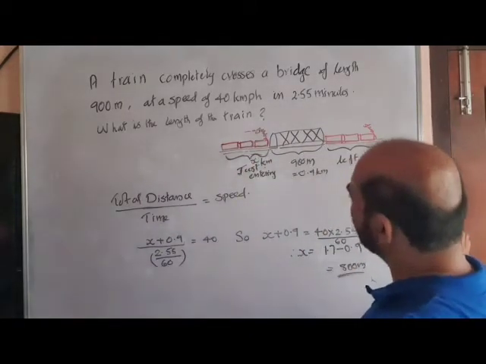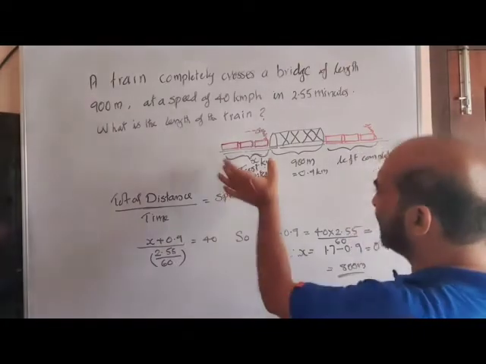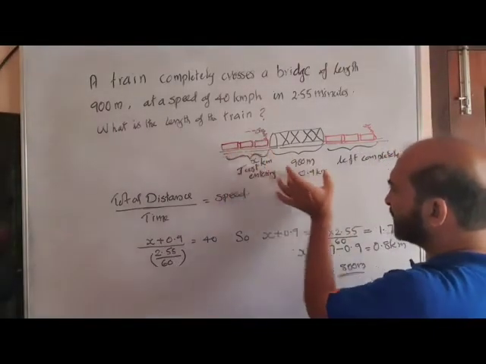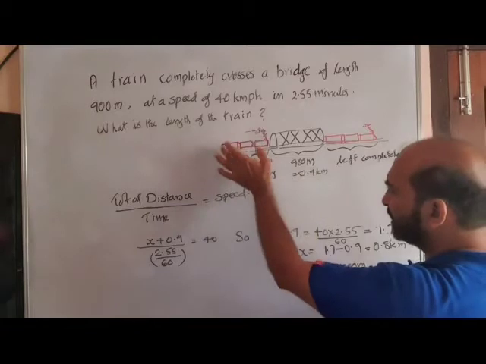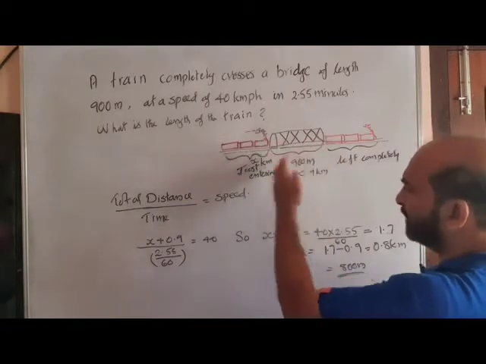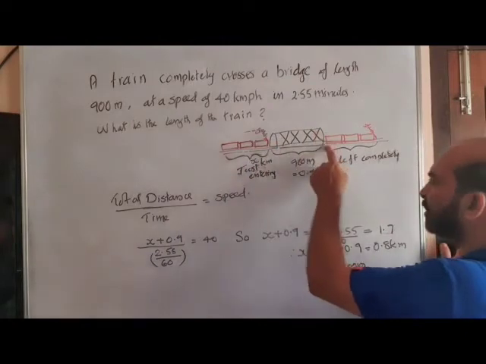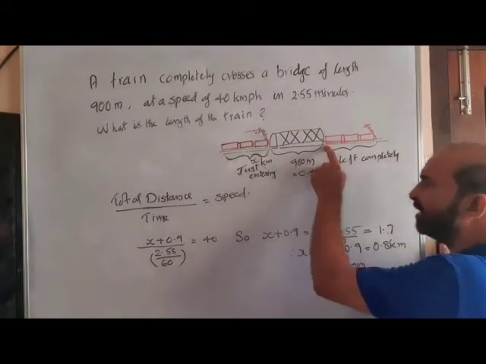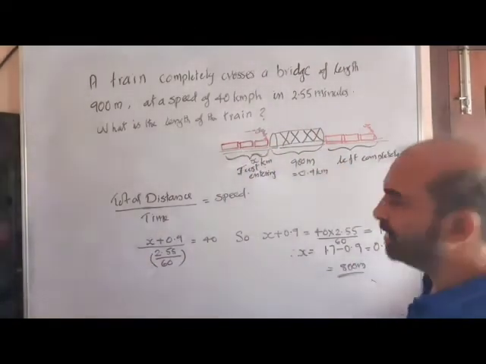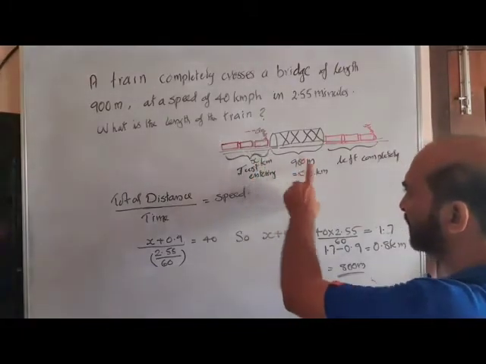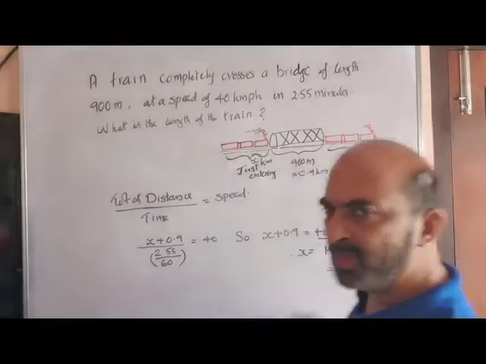So actually, what is the total distance to be covered? This x plus 0.9. X kilometer plus 0.9 has to be covered. Then only from the point of entering to the point of completely leaving, it must be covering this much length: length of the train plus length of the bridge. That's the only point to be taken care of.